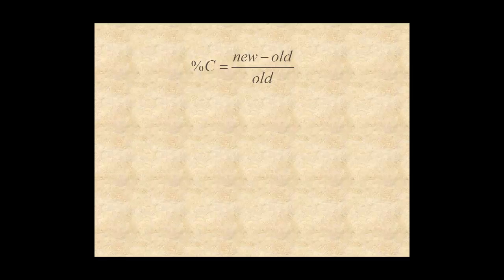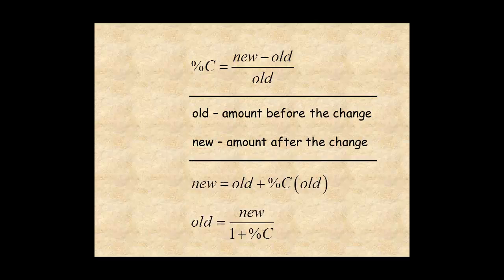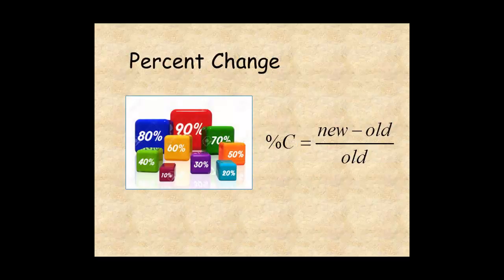So percent change is a measure of how a quantity changes, where old is the amount before the change, new is the amount after the change. There are two other versions of the model that help you make other calculations. This lesson helped you understand percent change and how to make calculations with percent change.